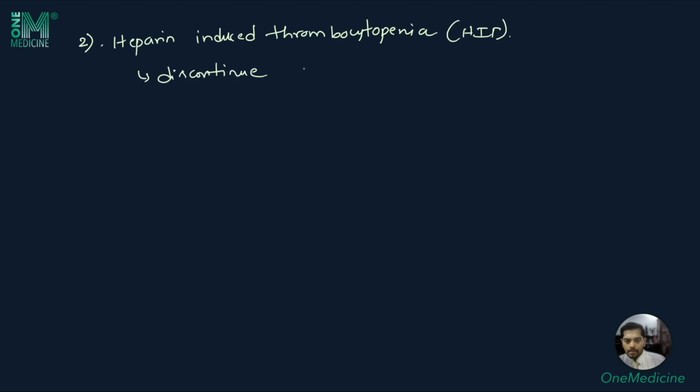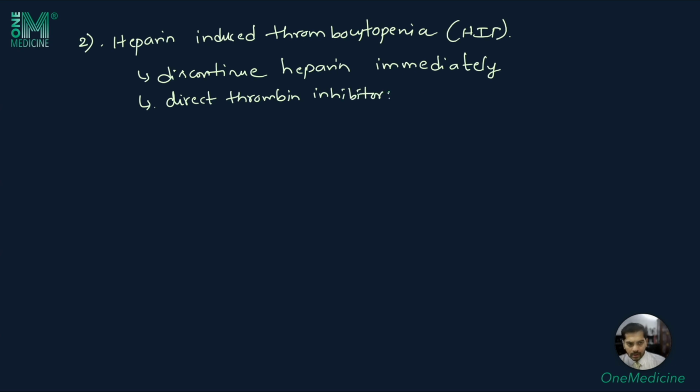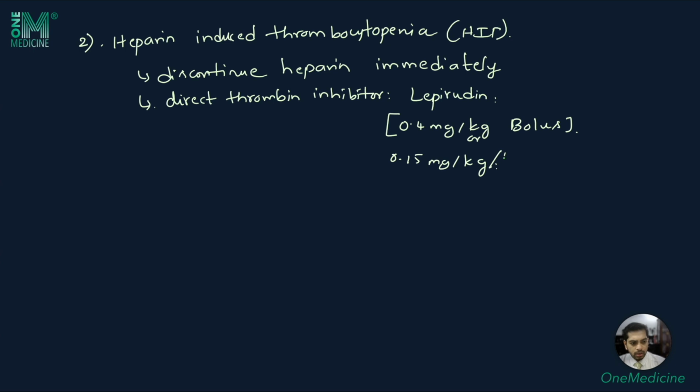The second condition is heparin induced thrombocytopenia. In this condition, discontinue heparin immediately, and in patients requiring anticoagulation therapy, use a direct thrombin inhibitor. Examples include lepirudin, which can be used in the dosage of 0.4 mg per kg of bolus, or it can also be used at 0.15 mg per kg per hour of infusion with a target of PTT or activated partial thromboplastin time of 1.5 to 2.5 times the baseline.